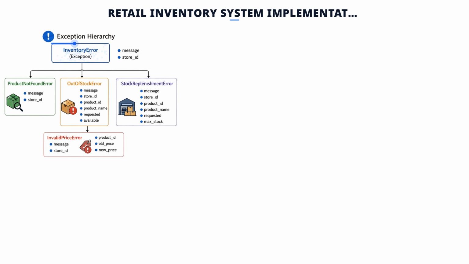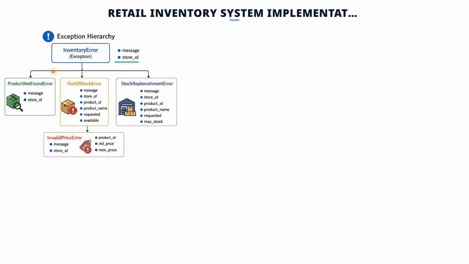Consider a retail inventory system for a chain like DMart. The implementation begins by establishing an exception hierarchy. The inventory error class serves as the base, inheriting from the standard exception class. Its initialization method accepts a message and a store ID, ensuring every error knows exactly where it occurred.